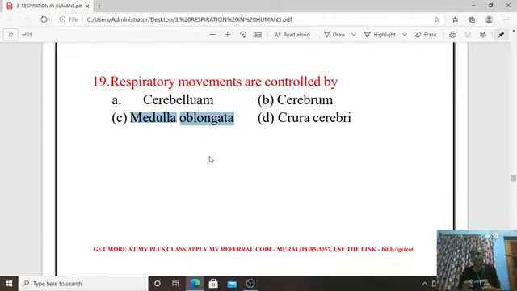If there is any damage to the medulla oblongata during an emergency condition or accidental phenomena, definitely that person is going to die because the respiration rate will alter. So medulla oblongata is one of the important parts that controls the rhythm of respiration. Okay, so the answer is C for the 19th question.